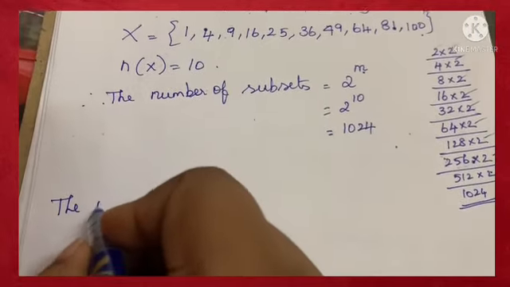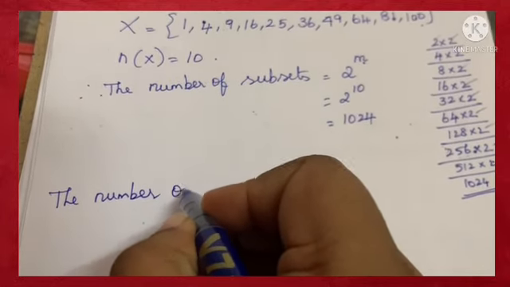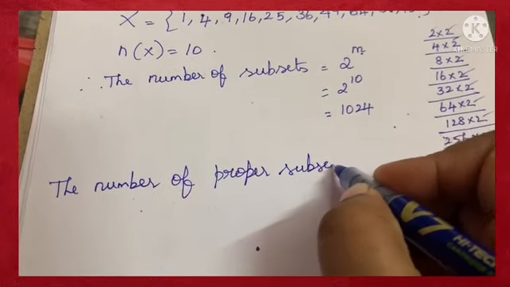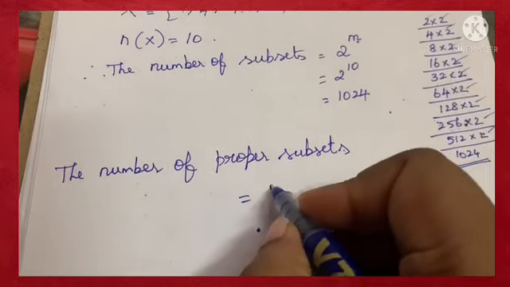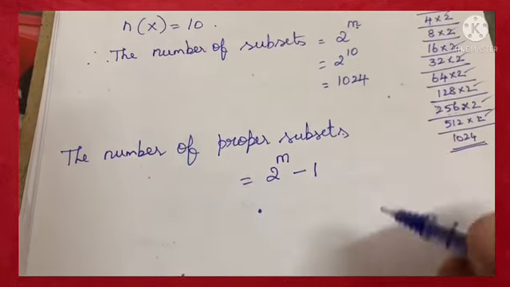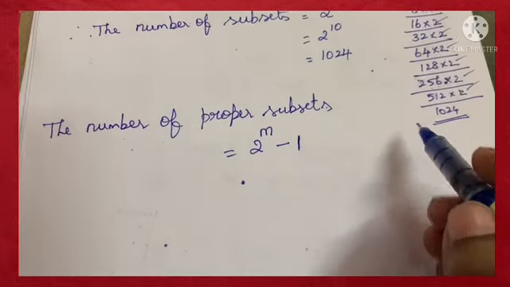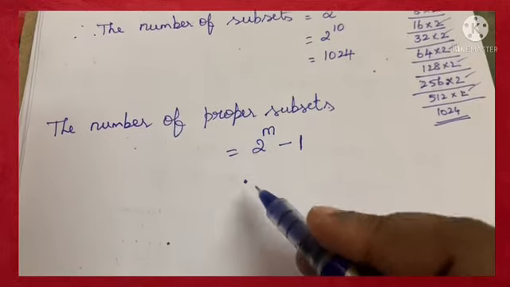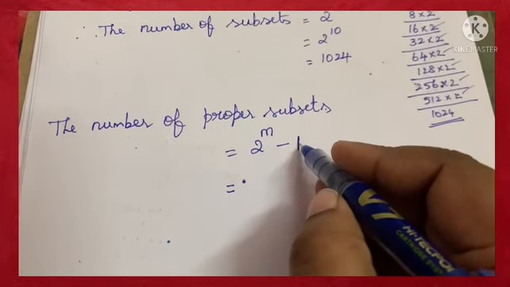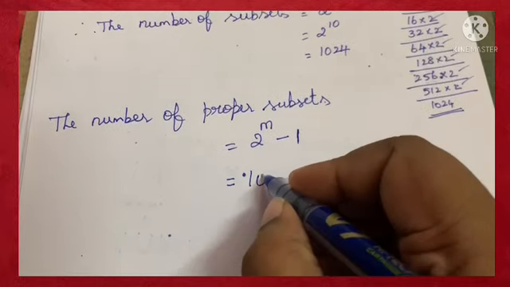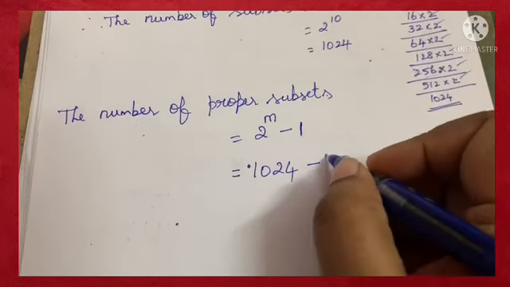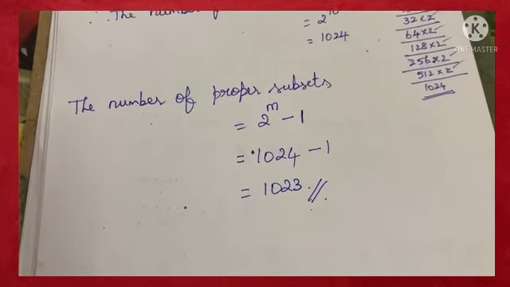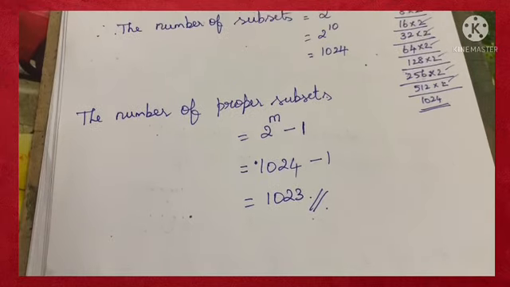How to find the number of proper subsets? It is nothing but 2 power m minus 1. What is this 1 which has been removed from the subset? It is the set itself. For your proper subset, the set itself will not be a subset. So that is why we are removing 1 from there. So which is 1024, just now you got, remove 1 from there. So this is the number of proper subsets which we have for the particular set.